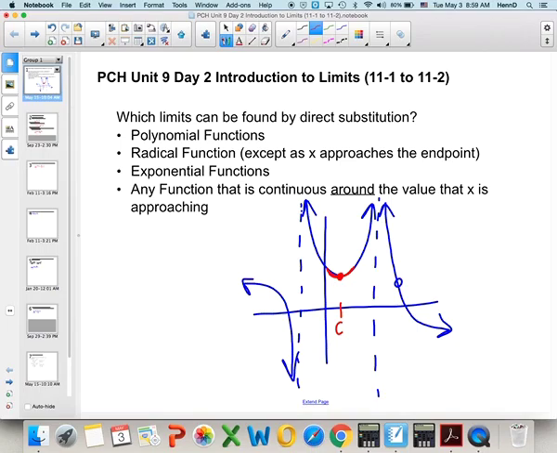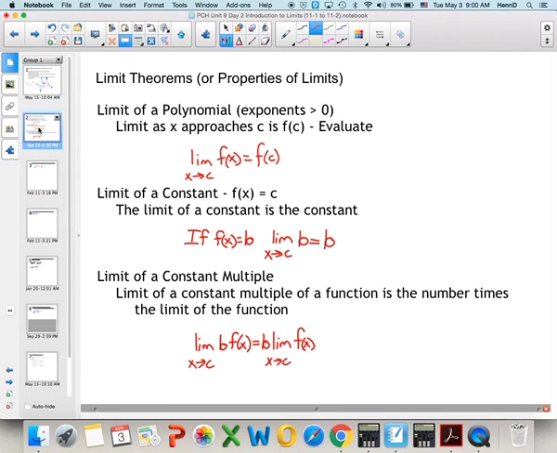Alright, as we've seen, this applies to sine curves, cosine curves, any trig function, any function at all that is continuous around the value that x is approaching. Okay? So that's just a quick summary. I'm going to give you some that you can use to practice with later. But then let's take a look at some limit theorems or properties here.